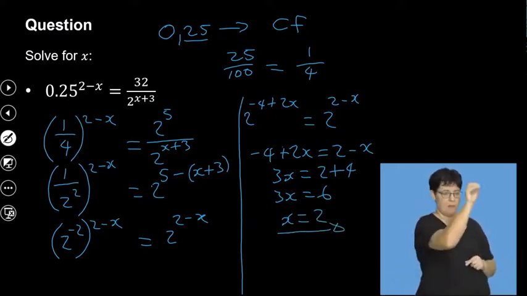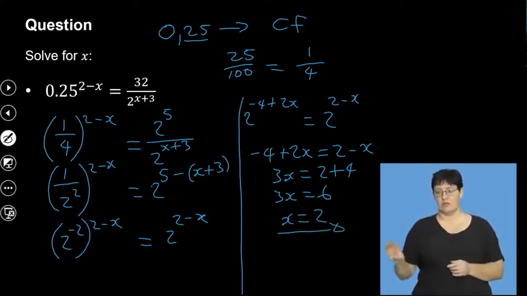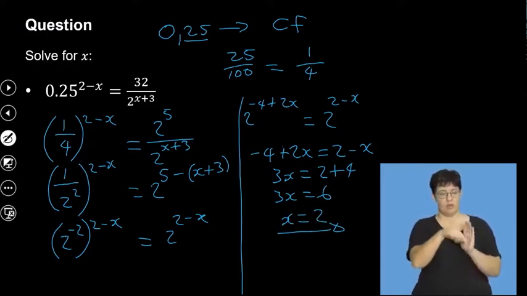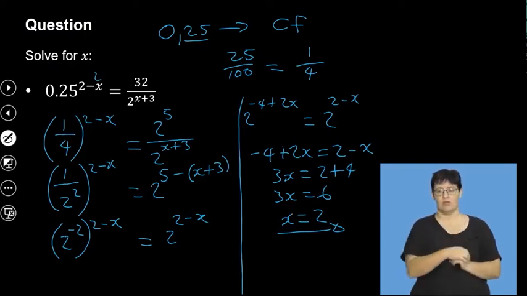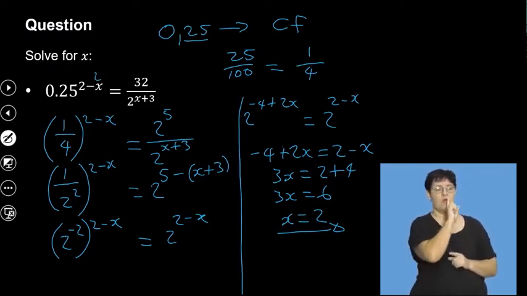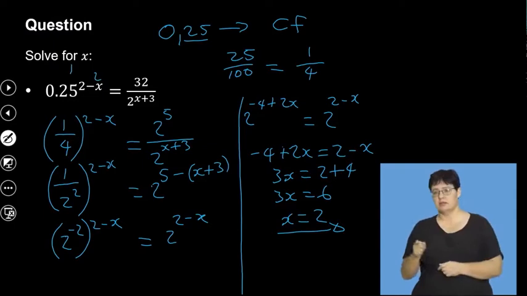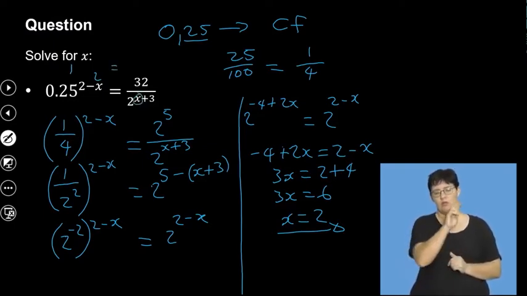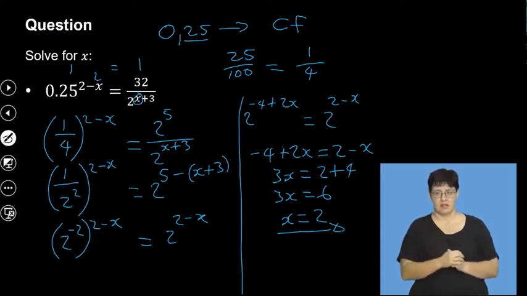And then you can quickly also check your answer here. If I substitute my 2 there, it's going to be 2 minus 2 here. And 2 minus 2 is 0, so 0.25 to the exponent of 0 will be 1. And then on the right-hand side, if you substitute 2 here, it's going to be 2 to the exponent of 2 plus 3, which is 2 to the exponent of 5. So also it will give you 1. And then you know that your answer is then correct.